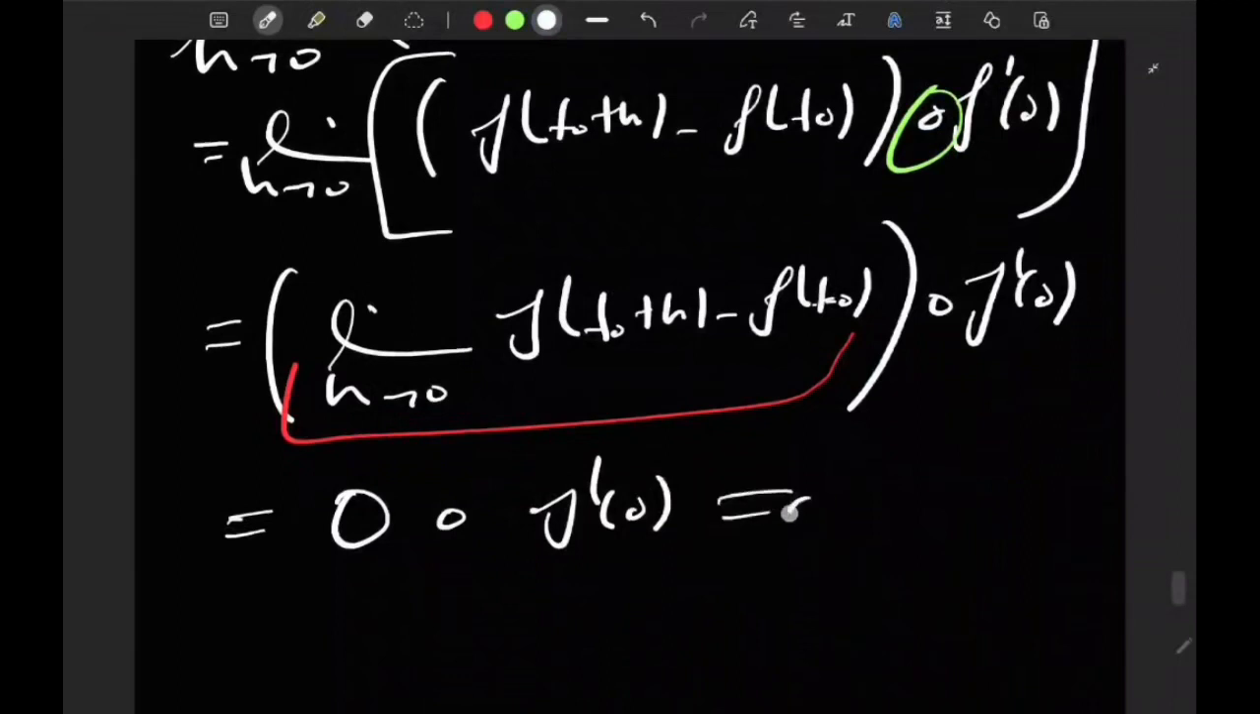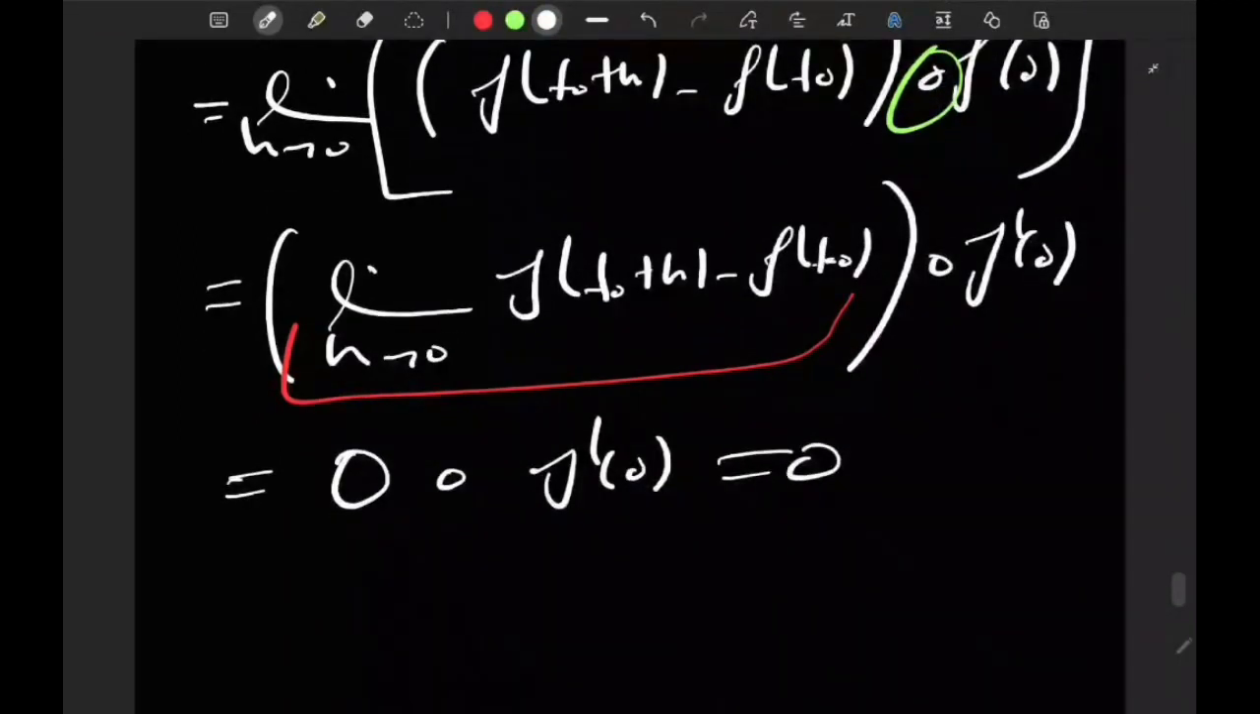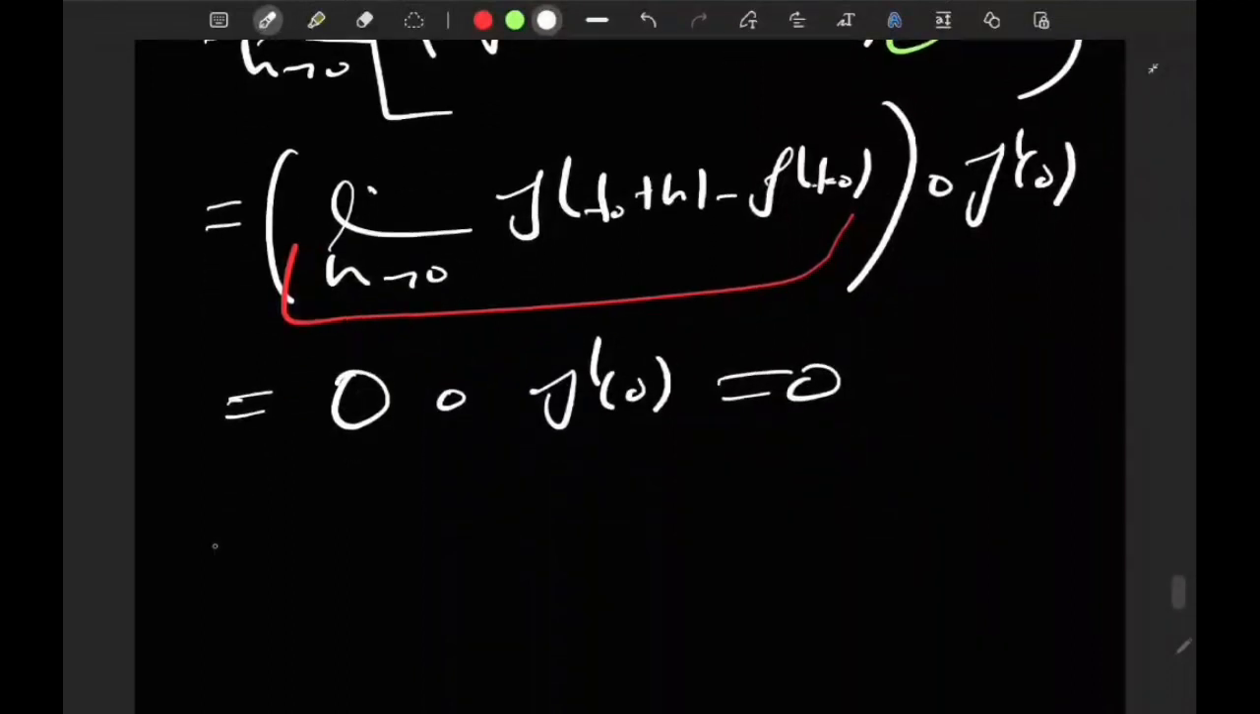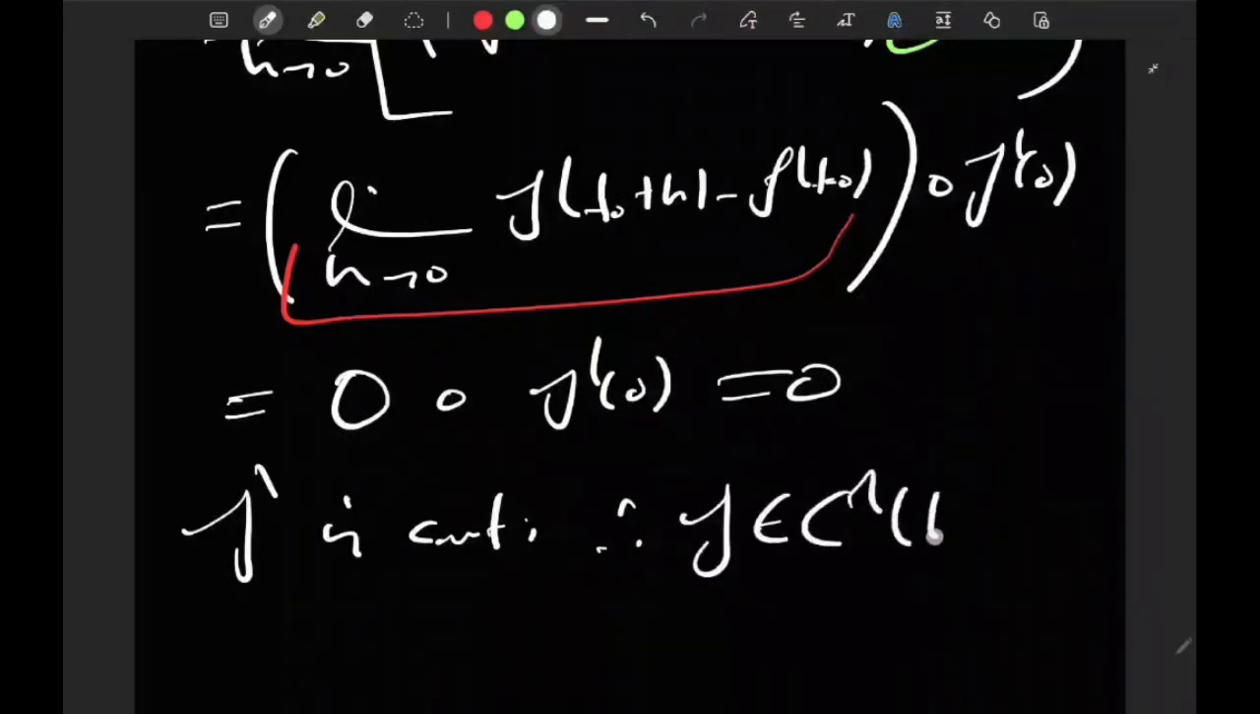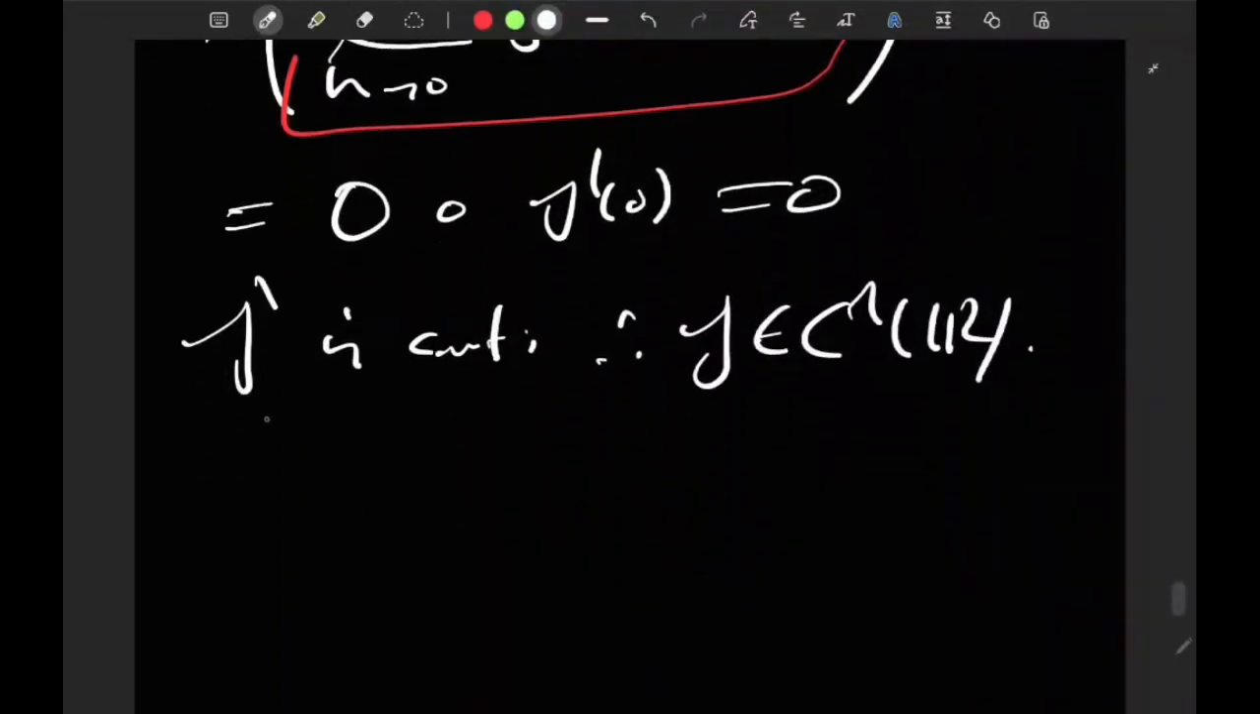And this is just 0 because the 0 map composed with anything is 0. So I've proven what we want. We've proven that f prime is actually continuous, and therefore f is of class C1 on R. So we're done with this exercise.